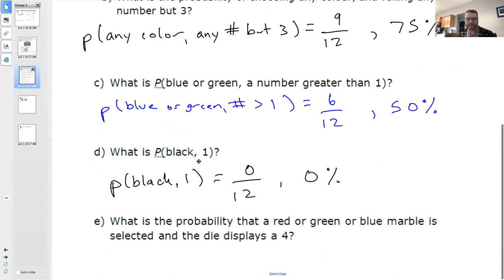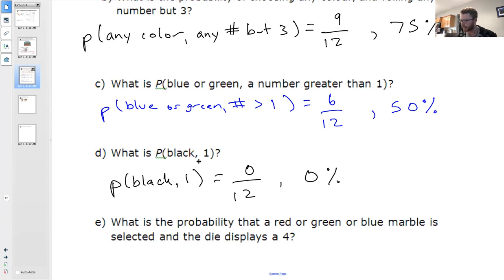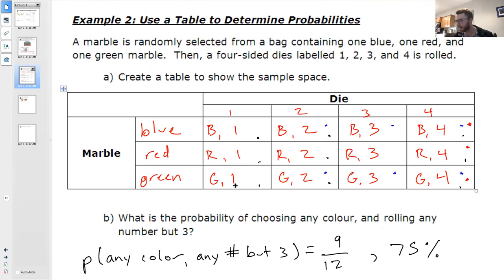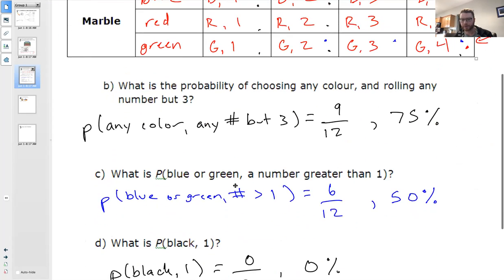Okay, question E, sorry, I didn't have that in there. What is the probability that a red or green or blue marble is selected, so any color, and the die displays a 4? In that case, the die needs to have a 4, and it can be any color. So we'll have one event here, one here, and one here. So that is 3.